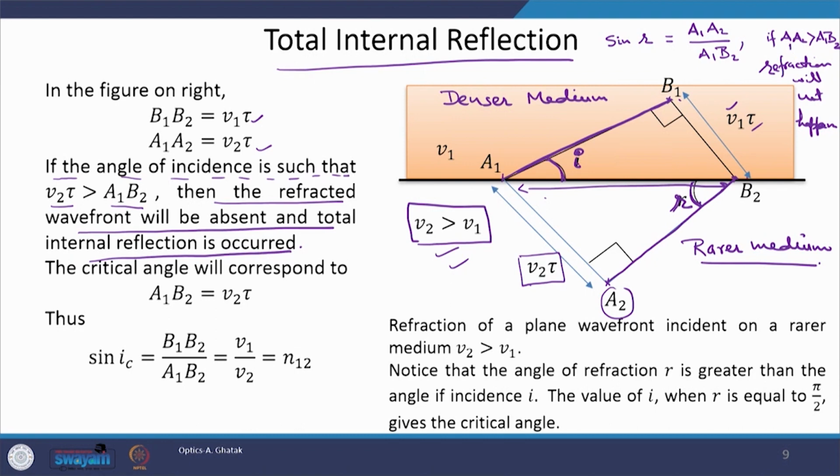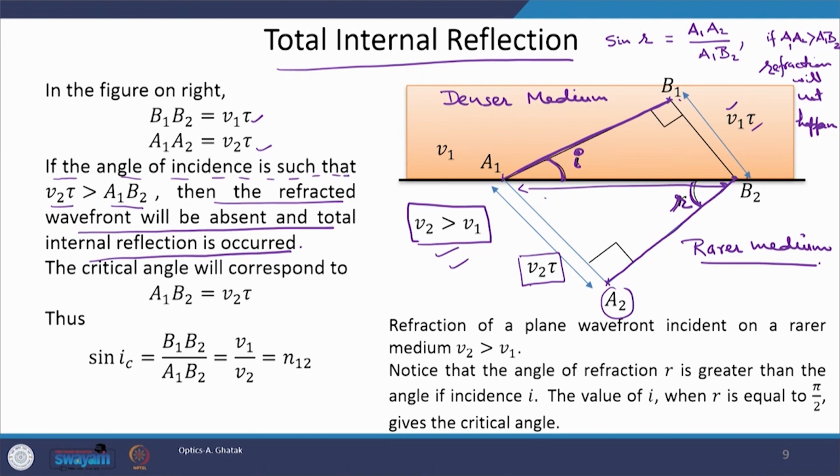Why? Because the maximum value of sin r is equal to 1, and if A1A2 is larger than A1B2, then the value of sin r would be larger than 1, which is not allowed. Therefore, refraction will not happen and the wave will go into the first medium itself, which is TIR, total internal reflection.